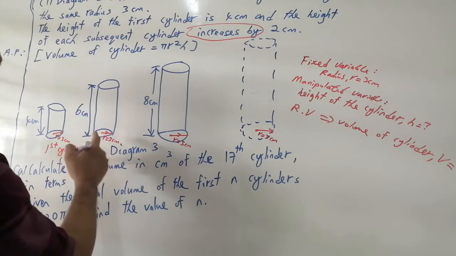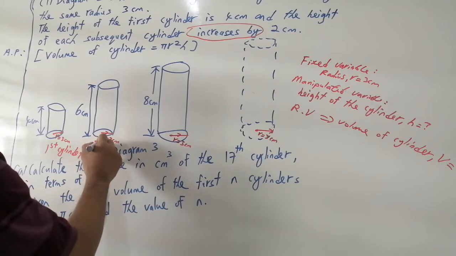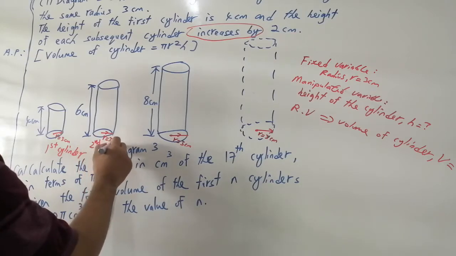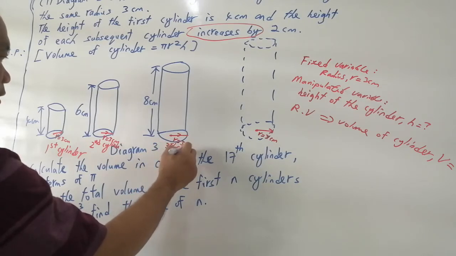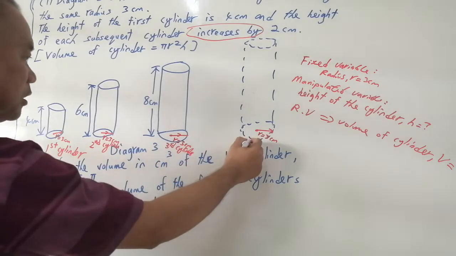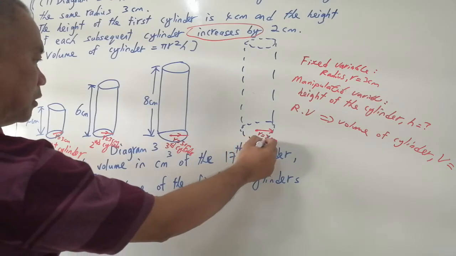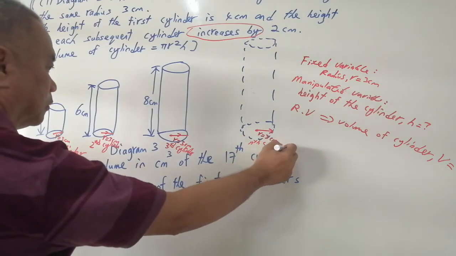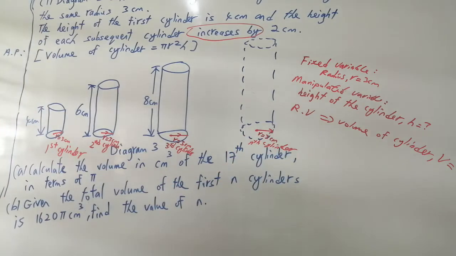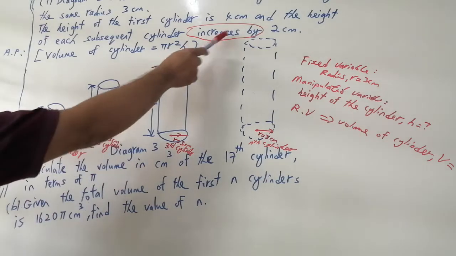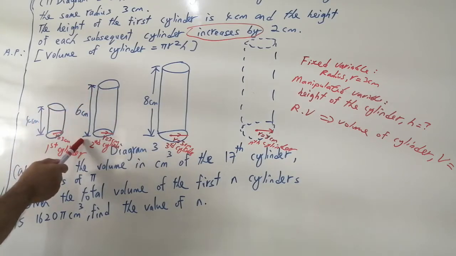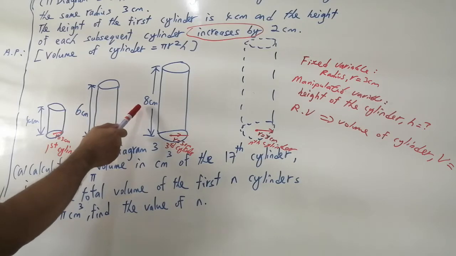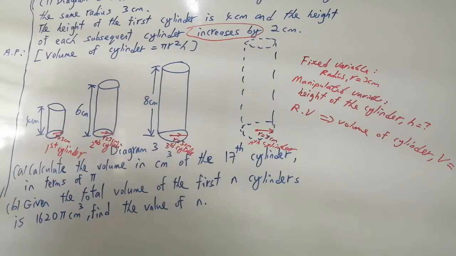This one is your second cylinder, this one is your third cylinder, and this one is your n cylinder. So they said increase by 2 cm. 4 cm increase by 2 cm, 4 plus 2, 6 cm. 6 cm increase by 2, 6 plus 2 equal to 8 cm.